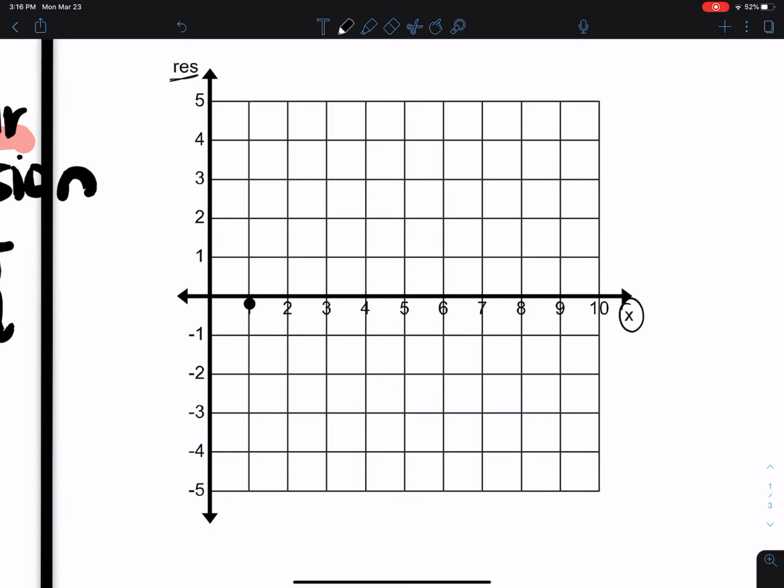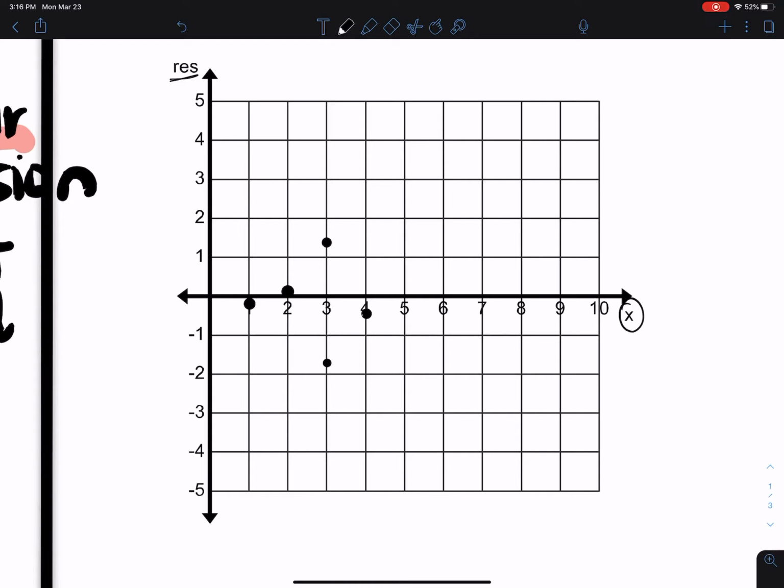The next one, x is 2, and the residual was 0.12. So I'm going to put it pretty close to the line as well. The next one, we have two values. We have two residuals where x is 3. So the first one was negative 1.62. That would be about right there. And then the other one is 1.38. So I'm going to put it about right there. Then we have x is 4. That's negative 0.36. That's about right there.